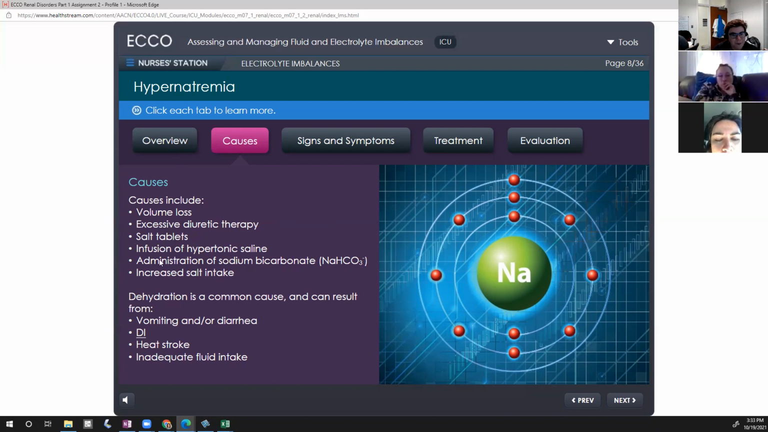Obviously, if we do it by giving sodium bicarb or hypertonic saline, and then, of course, dehydration, we already talked about vomiting, but DI, heat stroke, and inadequate fluid intake. So even our patients who are hospitalized but maybe aren't getting up to drink as much as they normally do can be at risk for hypernatremia.